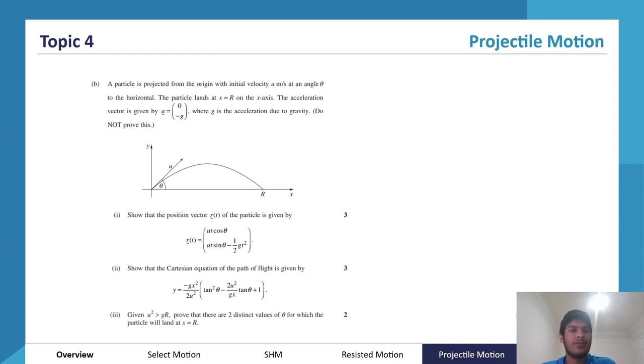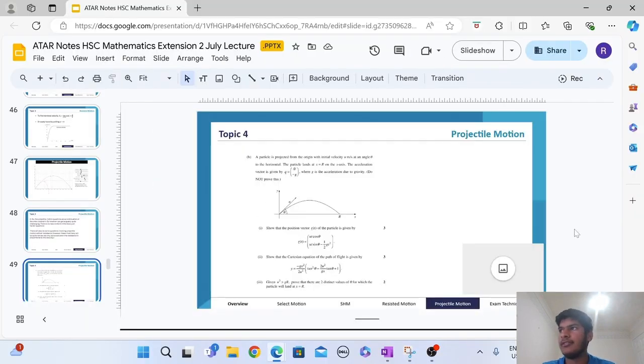We've got a particle that's projected from the origin with initial velocity u at an angle of theta to the horizontal. The particle lands at x equals r on the x-axis. The acceleration vector is given by acceleration equals (0, minus g), where g is the acceleration due to gravity. Show that the position vector of the particle r of t is that. That's 3 marks. That's your stock standard derivation. I won't spend too much time on that, because it's just deriving the equations.